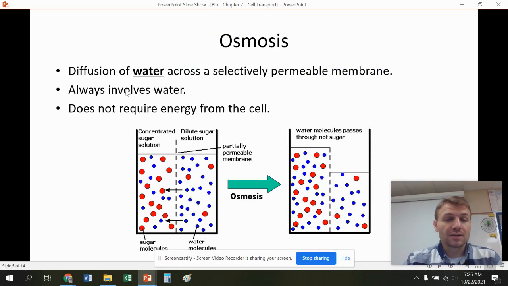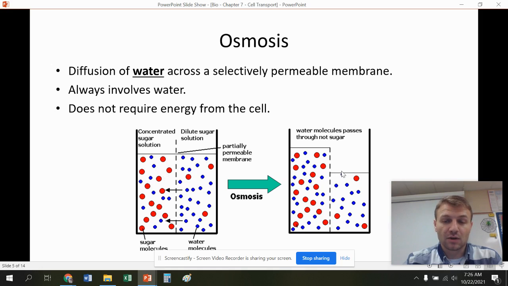Let me go back. Osmosis here is the movement of water over a selectively permeable membrane. So now we're only looking at water. Water is again going to move from areas of high concentration to low concentration. As you can see in this beaker, we have this semi-permeable membrane in the middle. Here we have more water molecules than the red solute molecules that are sugar. There's a higher concentration of water here compared with here, so water is going to move from the right to the left, and that's what happens.